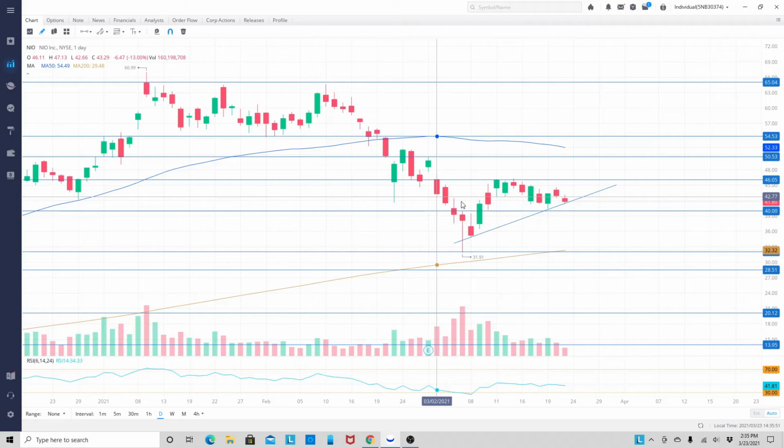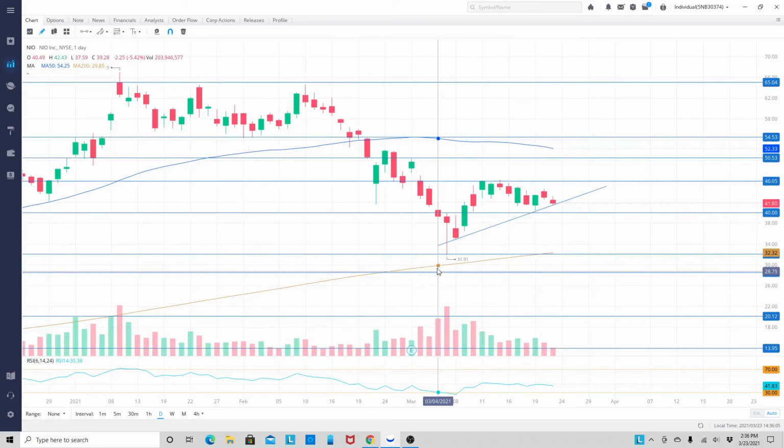And that's when things got crazy, because our next stop was going to be $28.51 right here, and the 200-day moving average was right around that area during this. So you could see we had our support at $28.51 here, and it was headed towards that. But as you could see, it bottomed out right around that $32 mark, and I have our support right here.